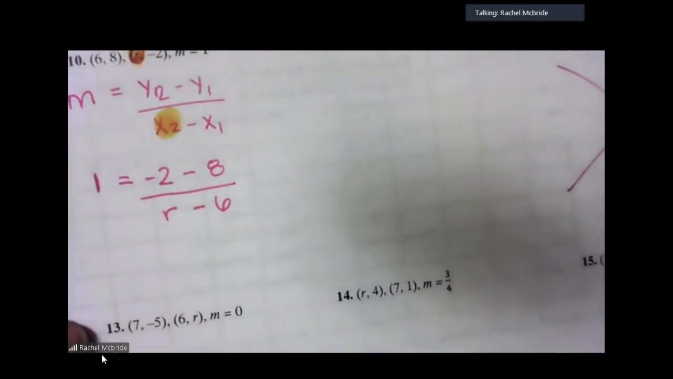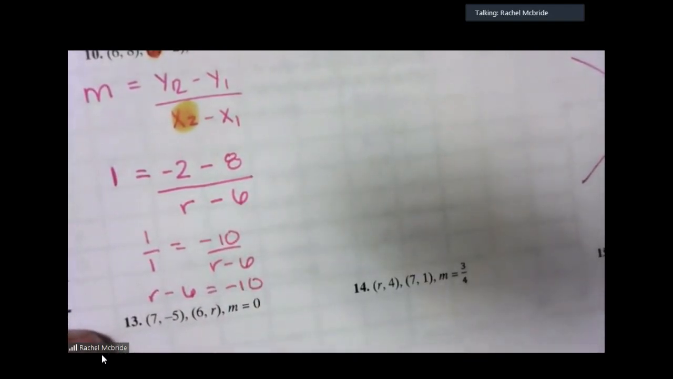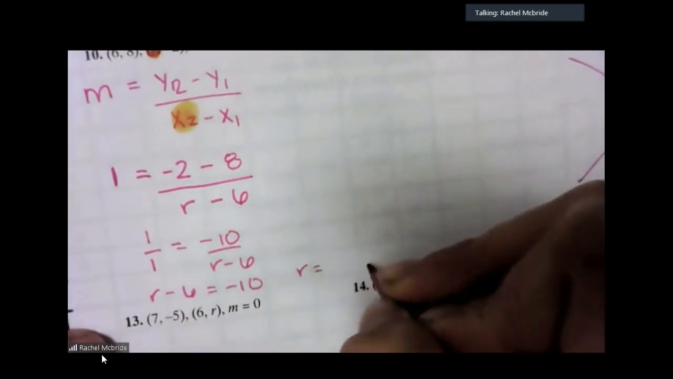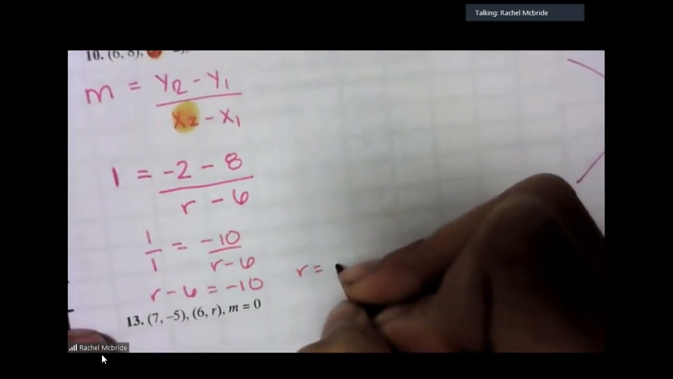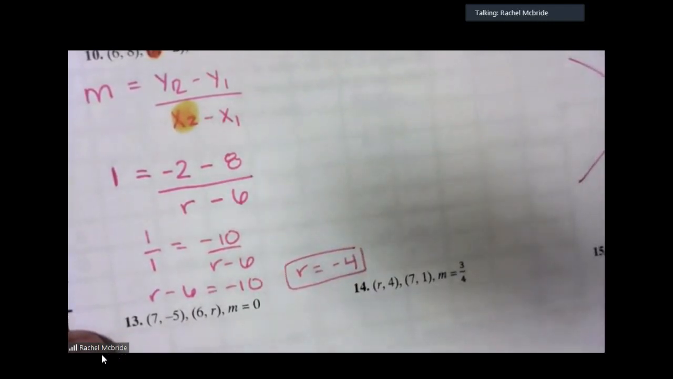So now this is like a ratio and proportion, right? So negative 2 minus 8 becomes negative 10 over r minus 6. And that's like 1 over 1. So you can cross multiply. You get r minus 6 equals negative 10. Or my missing value is negative 10 plus 6, which is negative 4.